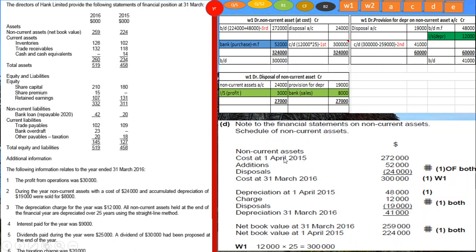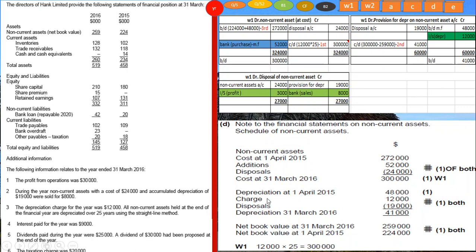That's your cost at the beginning. So cost at the beginning, this 224 is not a cost, but we have made the ledger. Look at your ledger, the cost is 272. So you need to put this here. So basically what you're going to do is you're going to add the debit side and subtract the credit side. So 272 is here. Add your purchases at cost 50,000 is done, and then dispose 24,000. You get your cost at 31 March 2016, $300,000. So basically it's a ledger but in your vertical style. So you can simply understand.